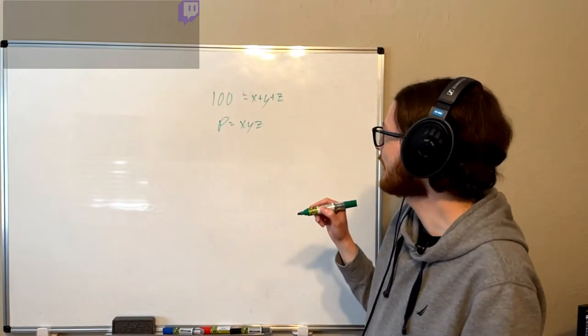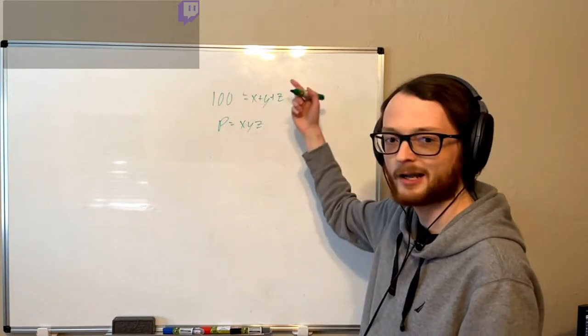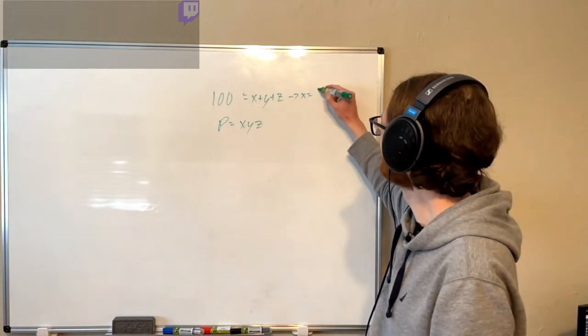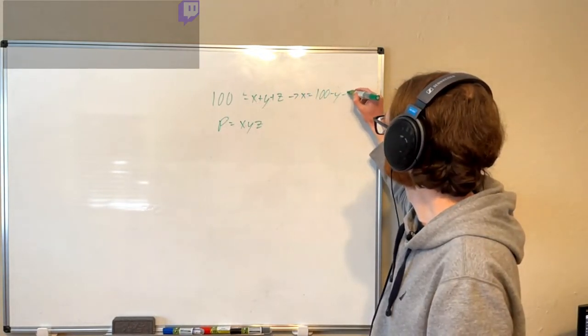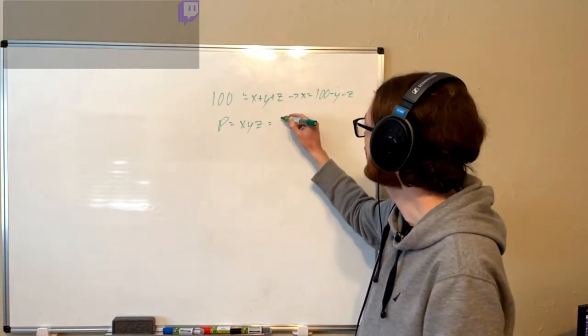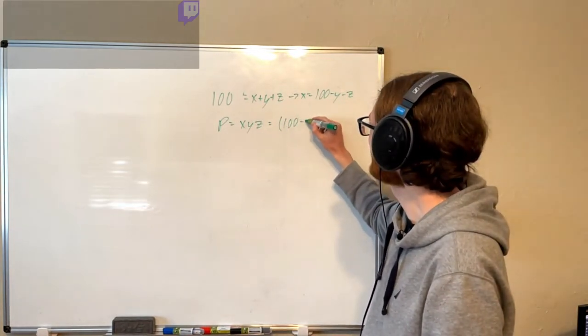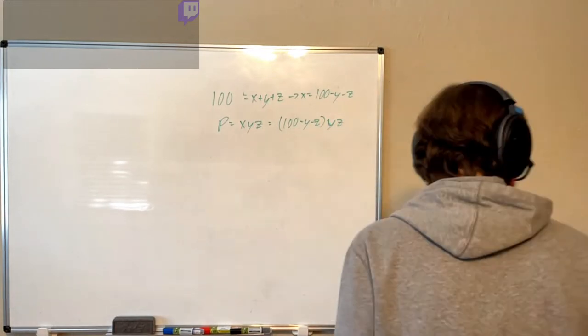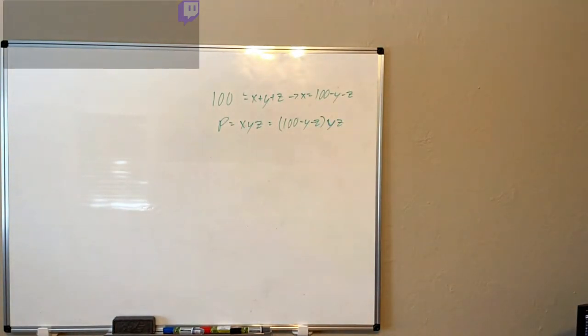This person solved it for x, I guess, which we can do too. Which means you can plug that in here. Get 100 minus y minus z, times yz. Now, am I in line with what this person wrote?